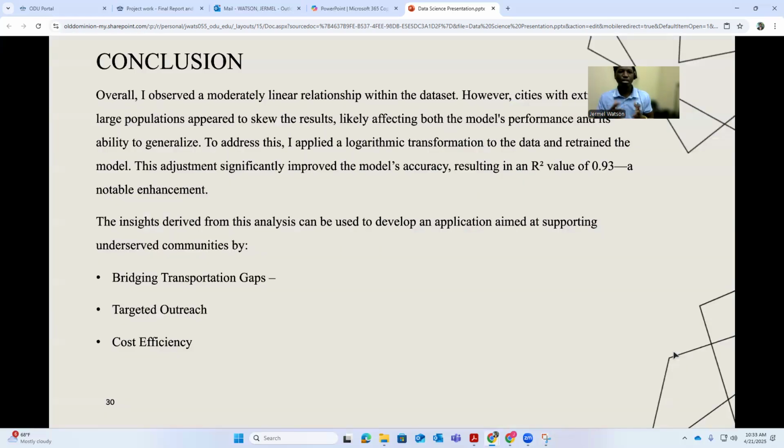Conclusion: overall, I observed a linear relationship within the dataset, and used log transformation to produce a refined linear regression model. This model was able to help us derive insights which can be used to develop applications aiming to support underserved communities by bridging transportation gaps, using targeted outreach, and improving cost efficiency.